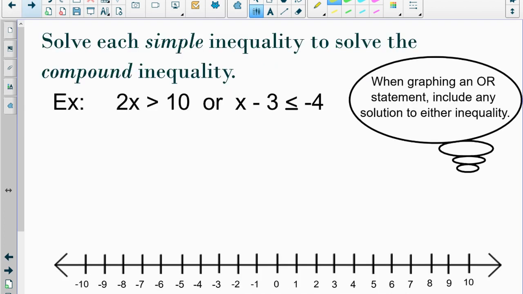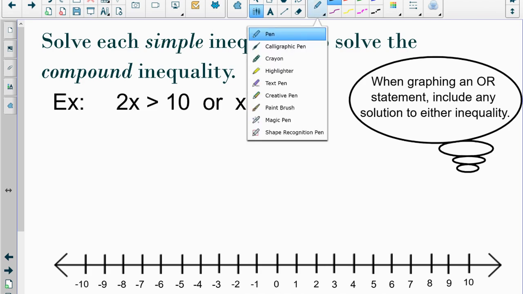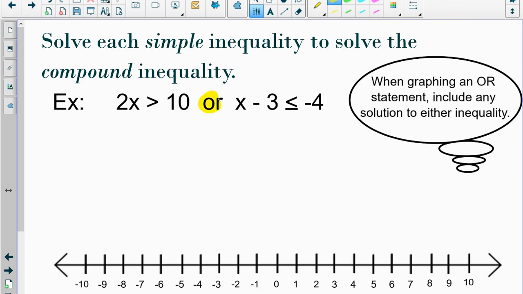So we're going to solve each simple inequality to solve the compound inequality. Let's take a look at our first example here. We have 2x is greater than 10, or x minus 3 is less than or equal to negative 4. Notice the compound word "or" is connecting the two simple inequalities together into this one compound inequality.